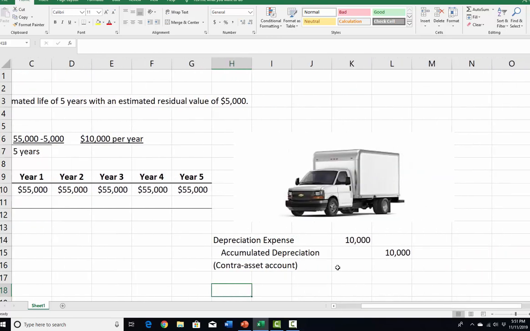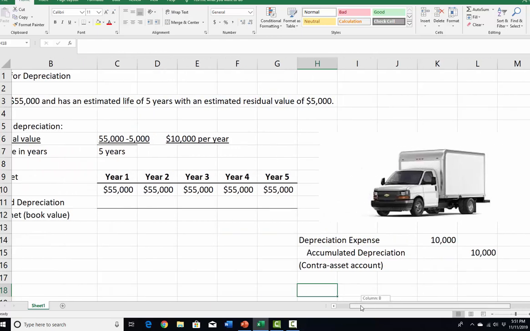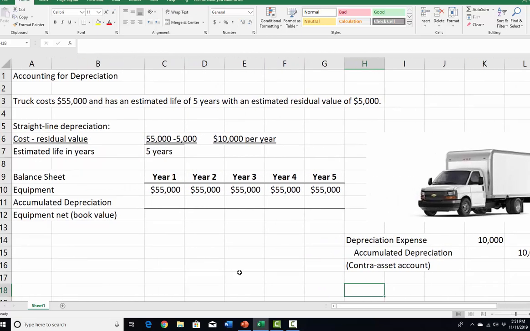So every year, by the way, we make the same entry. Year 1, 2, 3, 4, and 5. All right? And we're assuming a perfect world where all of our estimates come true. Not necessarily always true in real life, but for this example, we're going to assume that our asset lasts the 5 years and everything goes according to plan. Okay, so at the end of the first year, we have $10,000 in accumulated depreciation.